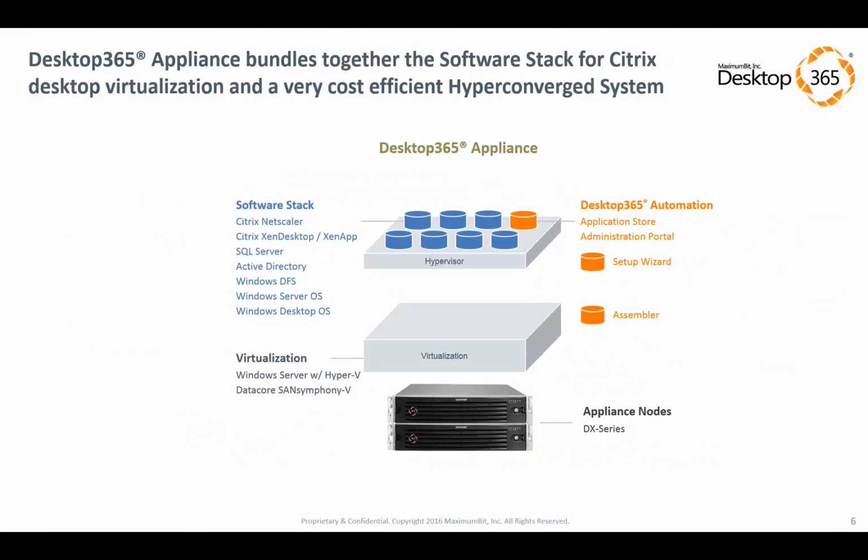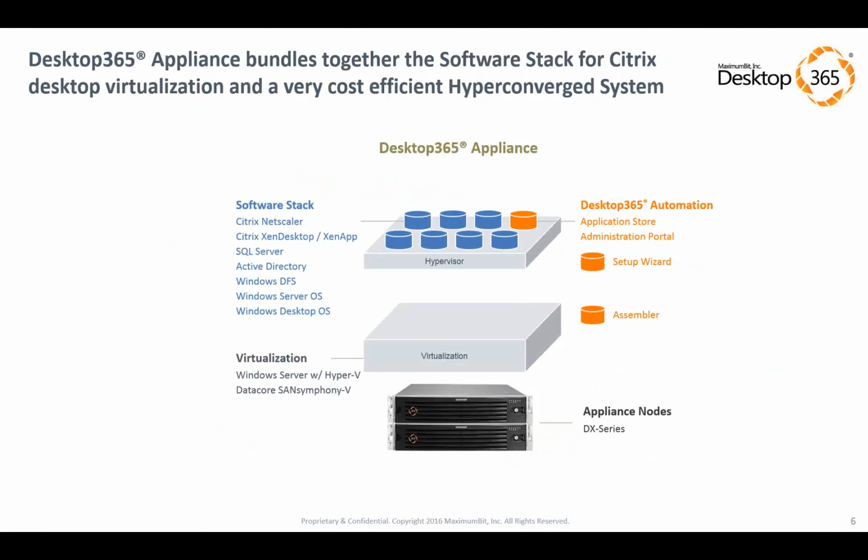Now, from the end-to-end view, this is just next level of detail. The appliance nodes are, as I said, typically rack servers. Typically, we'll start with 2 for redundancy. Then virtualization layer is using Windows Server with Hyper-V, as well as DataCore SANsymphony software, one of the leading software-defined storage products on the market. That brings us immense IOPS performance. Assembler product from Desktop 365 is used for automated deployment of the virtualization layer.